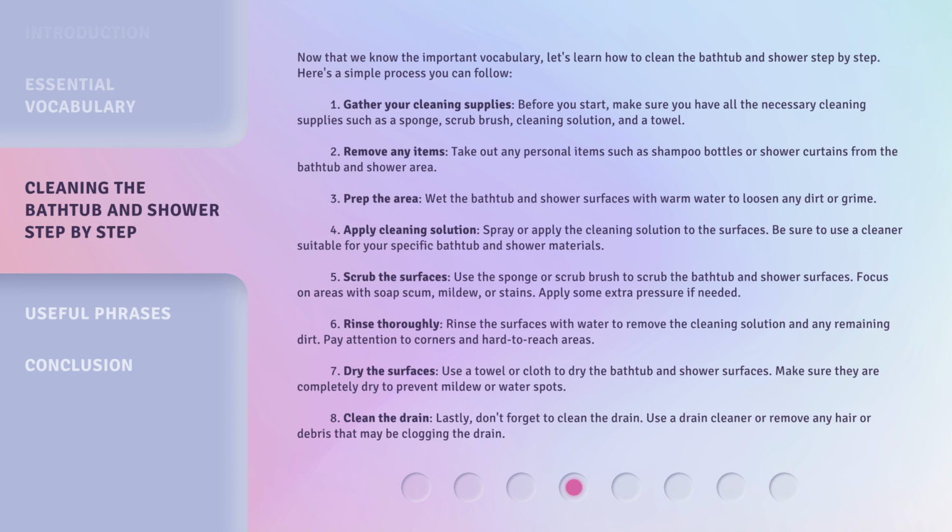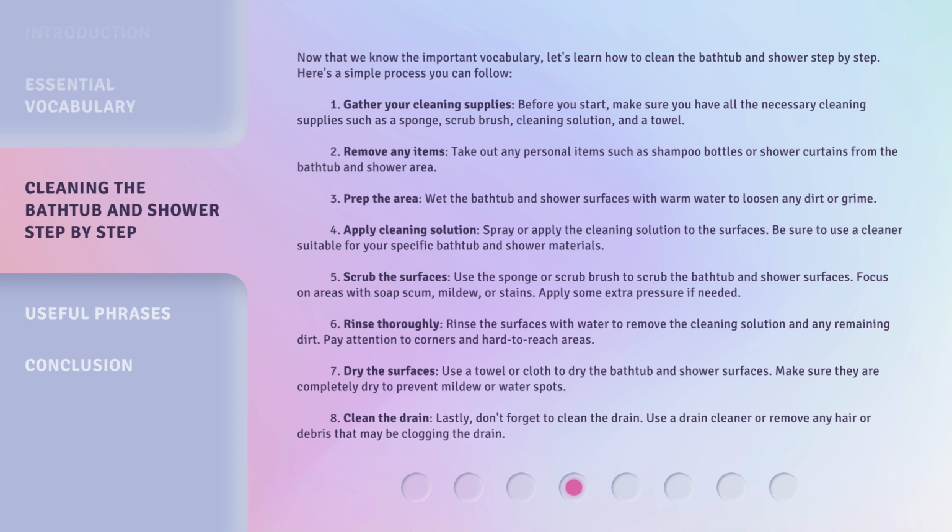Take out any personal items such as shampoo bottles or shower curtains from the bathtub and shower area. 3. Prep the area. Wet the bathtub and shower surfaces with warm water to loosen any dirt or grime. 4. Apply cleaning solution. Spray or apply the cleaning solution to the surfaces. Be sure to use a cleaner suitable for your specific bathtub and shower materials.